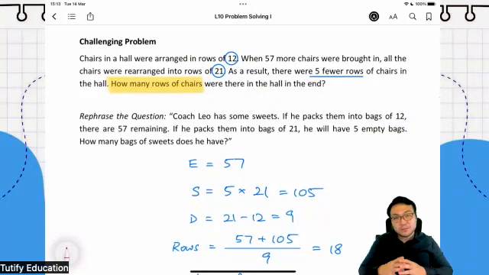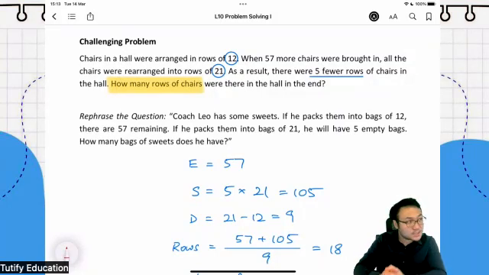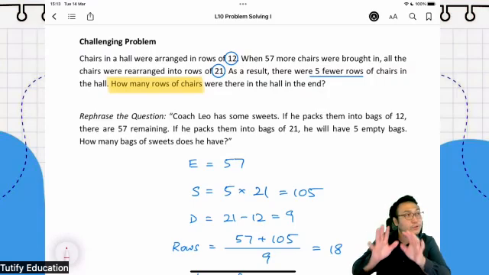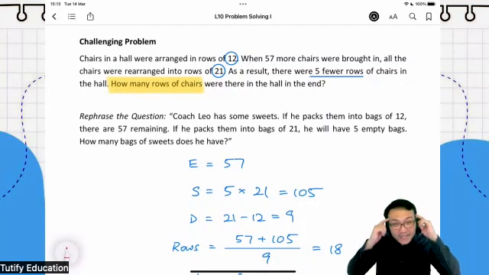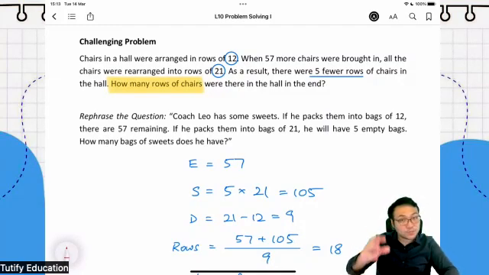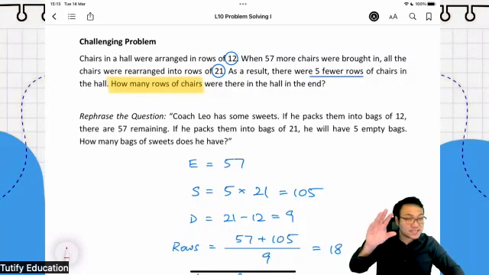Then you're thinking, what is 5 fewer rows? But the moment you pretend that the 57 chairs are already inside the hall, and at the same time you understand that 5 fewer rows means a shortage of 105 chairs, then it's very easy. You just put in the numbers. 57 is the excess. 105 is the shortage. That's it. You got the answer already. Okay? Did I make this question cunning? Well, it's not me. I saw it somewhere. Okay, Yongjun?